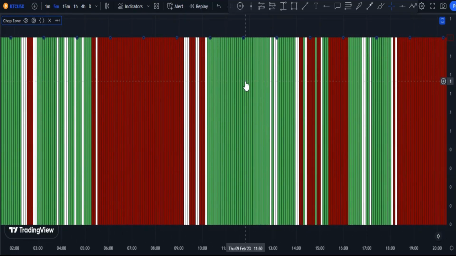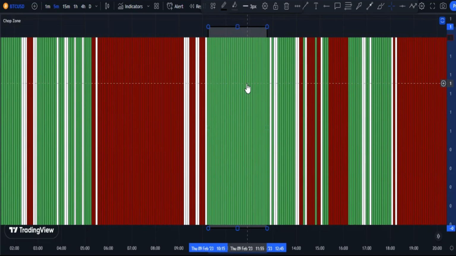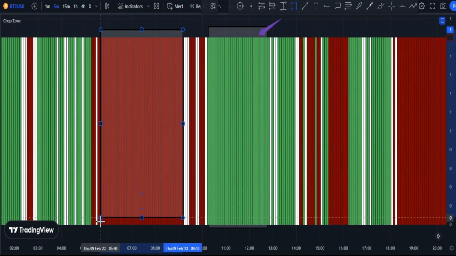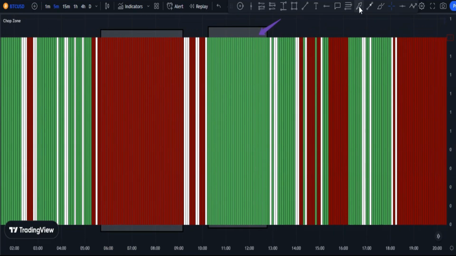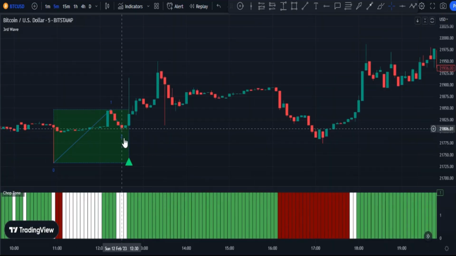When the oscillator of the Chop Zone is green, as you can see in this area where the histogram of this indicator is green, it is a confirmation for entering a buy trade. And whenever the histogram is red, like for example here, it is a confirmation for entering a sell trade. But when this indicator's histogram is white, like in these areas, we are not allowed to enter any trades. Let's get back to our chart and see some examples to get more familiar with this setup.